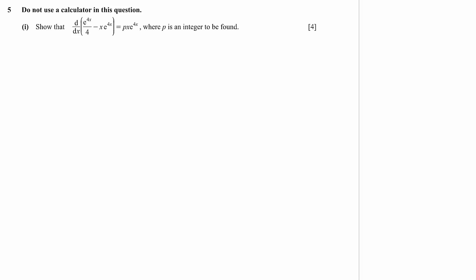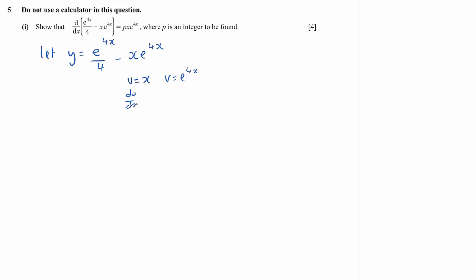Show that when we differentiate this expression, we can get an expression of this form where p is an integer to be found. So I'm going to let y be e to the 4x over 4, take away x e to the 4x. Now the first term's okay, but the second term here is a product. So we'll have u is x, v is e to the 4x.